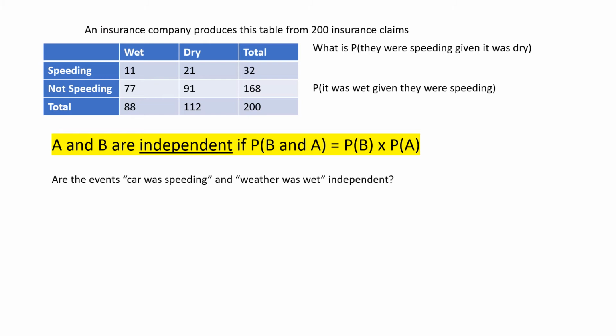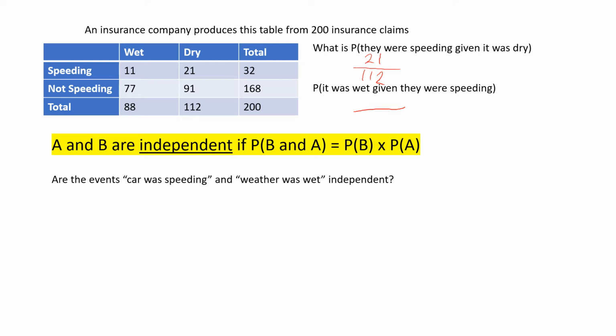Okay, so one more example of that. We've got a table here of 200 insurance claims. We want to know the probability someone was speeding given it was dry. Well, there were 112 dry days, so this is going to be out of 112, and 21 of those were cases where someone was speeding. 21 out of 112. Fair enough.